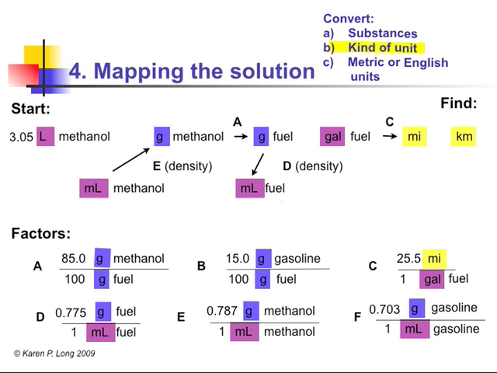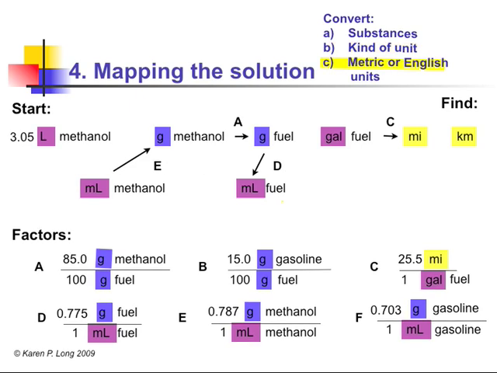We still have some other gaps, but all of the other gaps are simply metric English conversions. So let's move on to that factor. Now we'll go back through the map again from left to right. Liters to milliliters, we know that conversion. That's 1,000 milliliters to a liter.